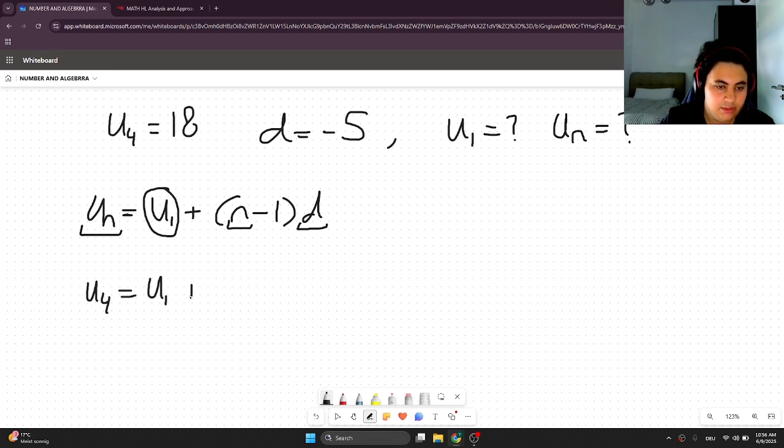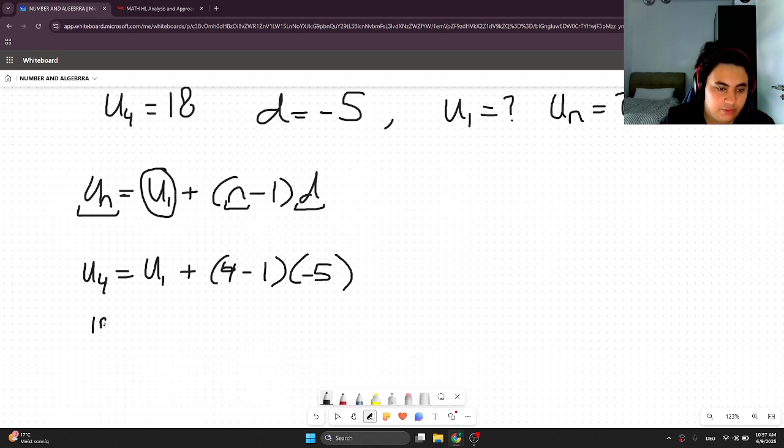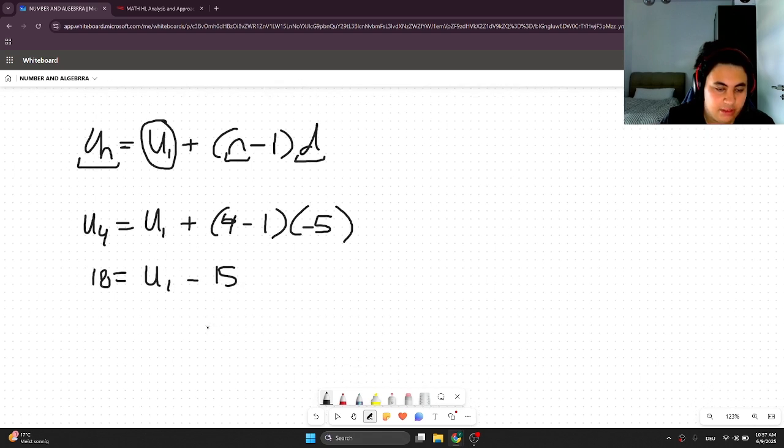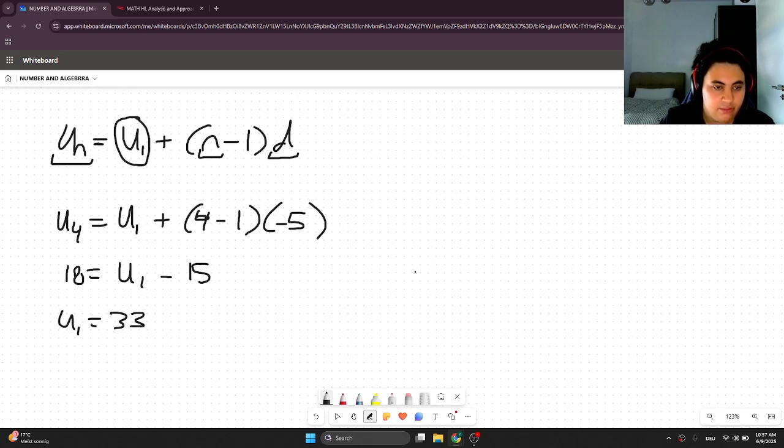So we're going to have u1 plus 4 minus 1 times -5. So u4 is equal to what? u4 is 18. So that means 18 is equal to u1 plus 3 times -5, so actually minus 15. Now if we put the 15 on this side, it's going to give us that u1 is equal to 33. So since u1 is equal to 33, now we can work out the nth term.